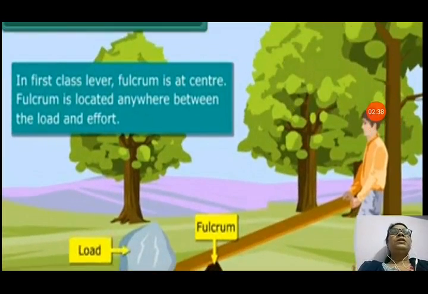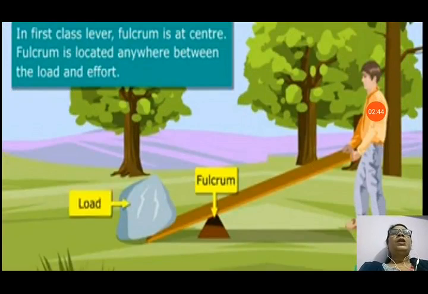In the first class lever, fulcrum is at the center. You can see the fulcrum in the center in this class of lever. Fulcrum is located anywhere between the load and the effort. So, load and effort will be on either side, and fulcrum will be in the middle of the load and effort. This type of lever where the fulcrum is in the middle is known as first class lever. You can see in this picture crowbar.